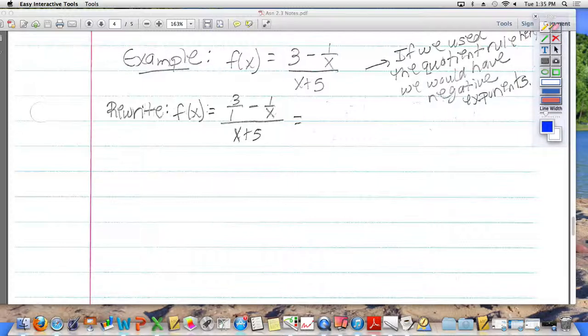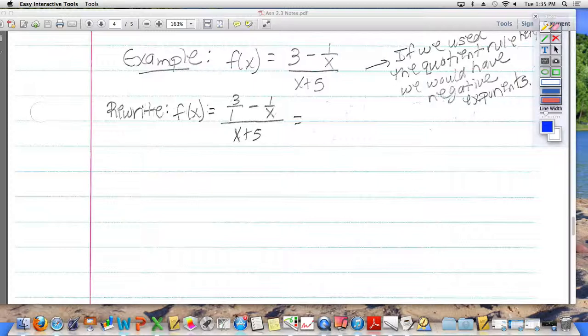All right, the example is f of x is equal to 3 minus 1 over x plus 5. Obviously a division problem, but it's a division problem with fractions in the numerator, so that's not good. So we are going to find a common denominator, clean this up a little bit, and then we're going to go from there. So once we get the top cleaned up, this ends up not being too bad of a problem. What do we do to this?